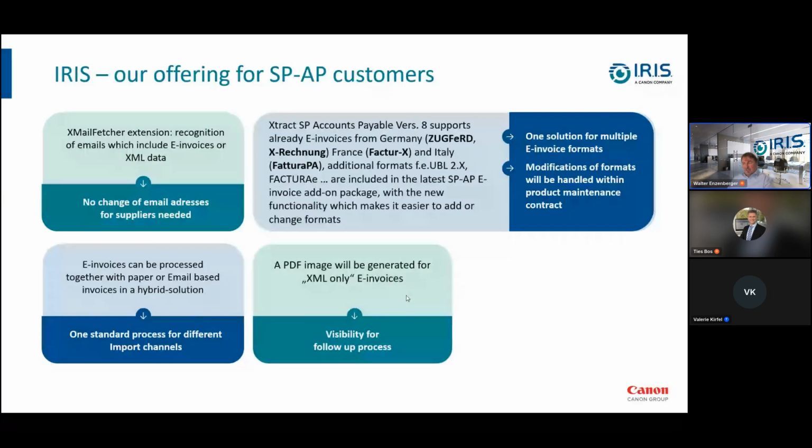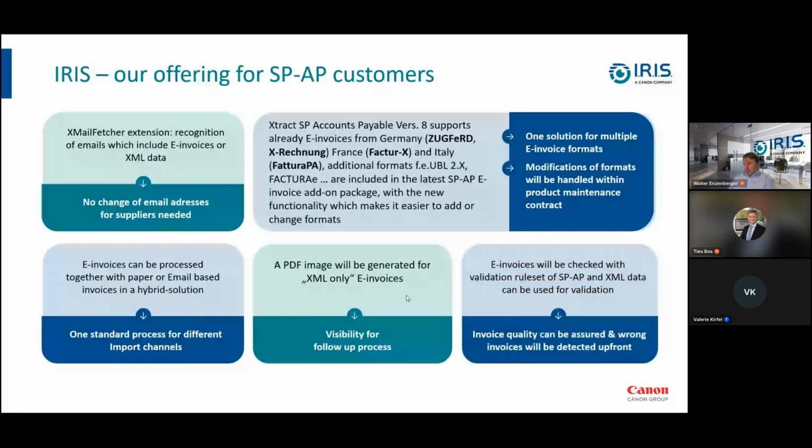What if an e-invoice is just an XML? We will generate a PDF image that is human readable, which can then also be stored afterwards. Of course, that's not a must, but it might be very convenient for people who are working with it. And last but not least, the e-invoices will be checked with validation rules, with a validation rule set from SPAP, which is probably known by all of you. And the XML data can be used for validation.